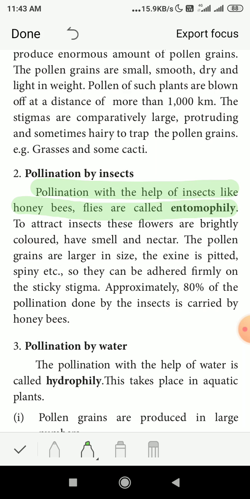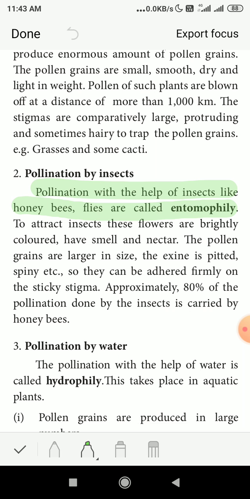The exine is pitted, spiny, etc., so they can be attached firmly on the sticky stigma. Spiny means small thorn-like things should be there. Then only if the pollen grains fly, they will fall on that and stick on the stigma. Approximately 80% of the pollination is done by insects, carried by the honeybees. So honeybees are the main agents which carry the pollen grains in most of the 80% of the plants.